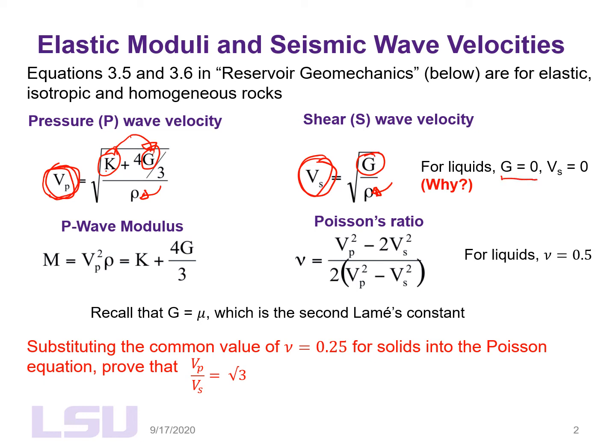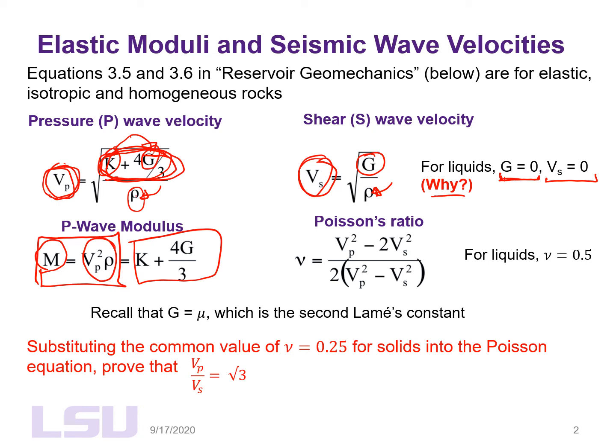For liquids, shear modulus, shear S-wave velocity is 0. Why? Liquids don't support shear stresses. This numerator right here is the P wave modulus or M modulus, and you can square both sides. This becomes Vp squared, and then multiply both sides by rho, so you get rho v squared as this. So that is the expression to calculate M modulus directly from your P wave velocity.